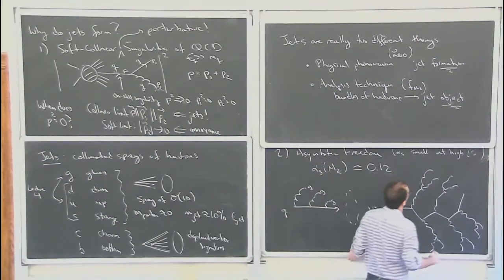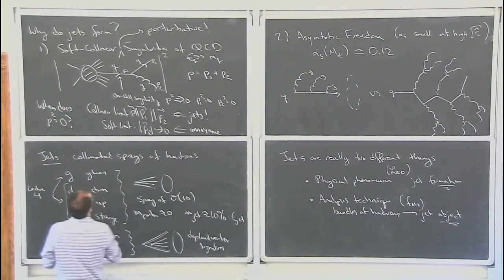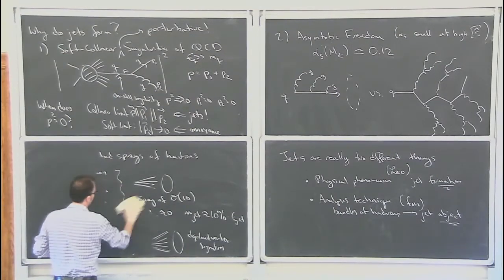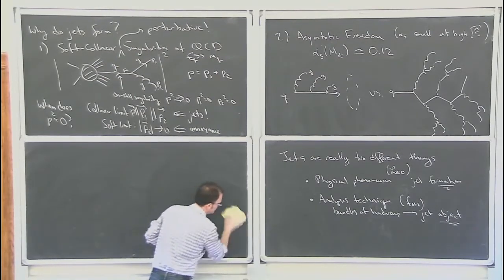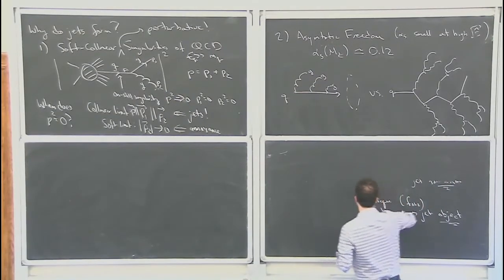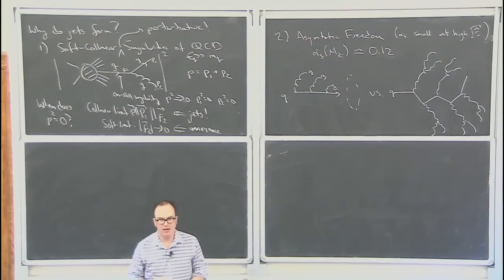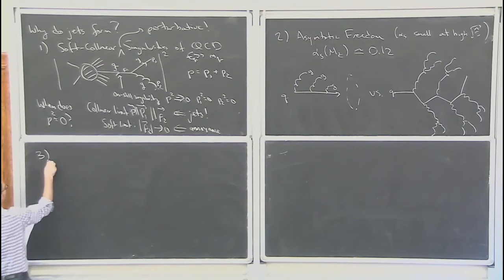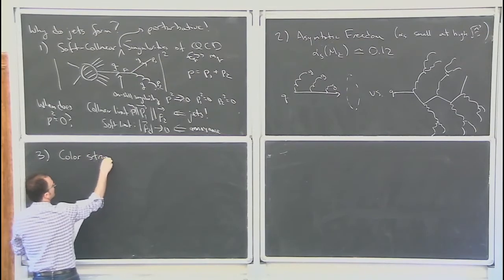And then finally, the key to why this perturbative description of jets matches at all with what we measure on hadrons, there's an important fact about the non-perturbative dynamics of QCD that we have to evoke. And that's that color strings break. So what do I mean by this?